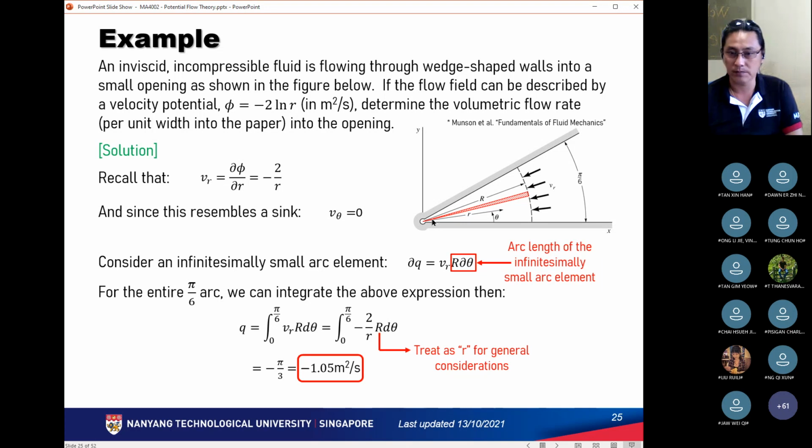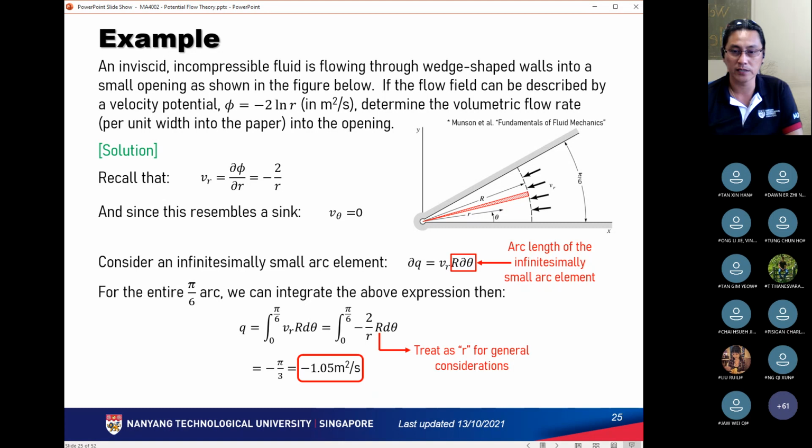Because early on, based on this figure, we're using capital letter R, but we can re-express it as the small r for general considerations. So if this is small letter r, the r and r here will be cancelled off, and at the end of the day you're just integrating -2 dθ. I'm quite sure that's a simple enough integration.